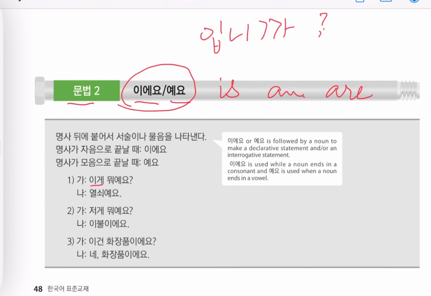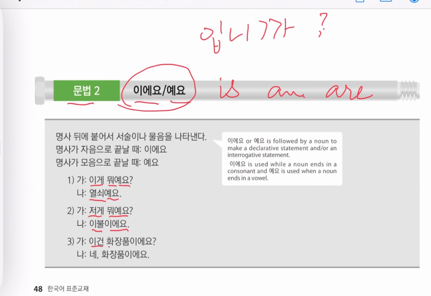Ige is "this thing." Moyeyo, what is this thing? Yolse is keys. Yolse yeyo, these are keys. Choge, that thing. Moyeyo, what is that thing? Ibul is blanket. Yeyo, that is a blanket.